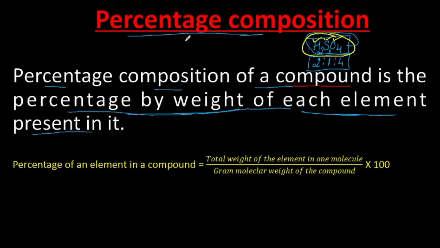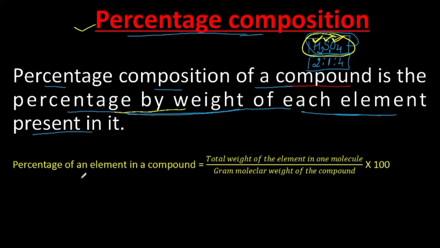Now according to this definition, we have to find the percentage by weight of each element. That means out of the 100 mass, how much mass is donated by the hydrogen, how much by the sulfur, how much by the oxygen. If you find that, then it is said to be percentage composition. So let me make you clear with examples.